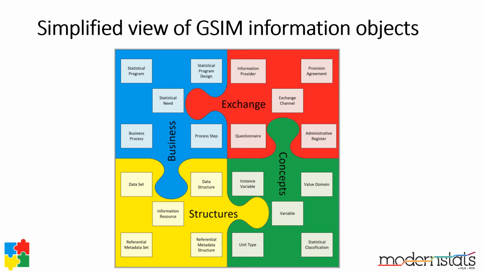In the structures group, you can see that we have a data set, which has a known data structure. You have an information resource, which has both data and metadata. You have referential metadata set and referential metadata structure. We'll be coming back to all of these later today.